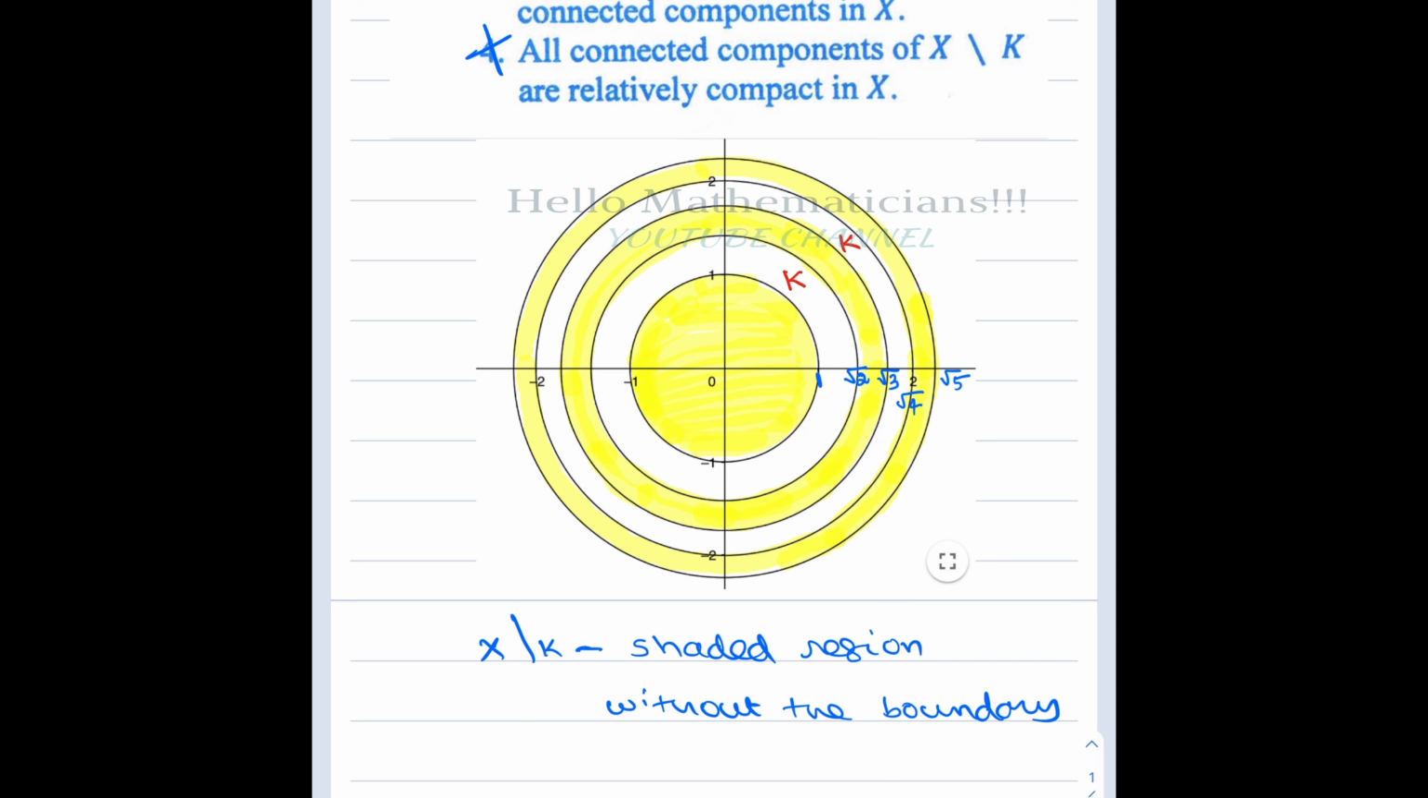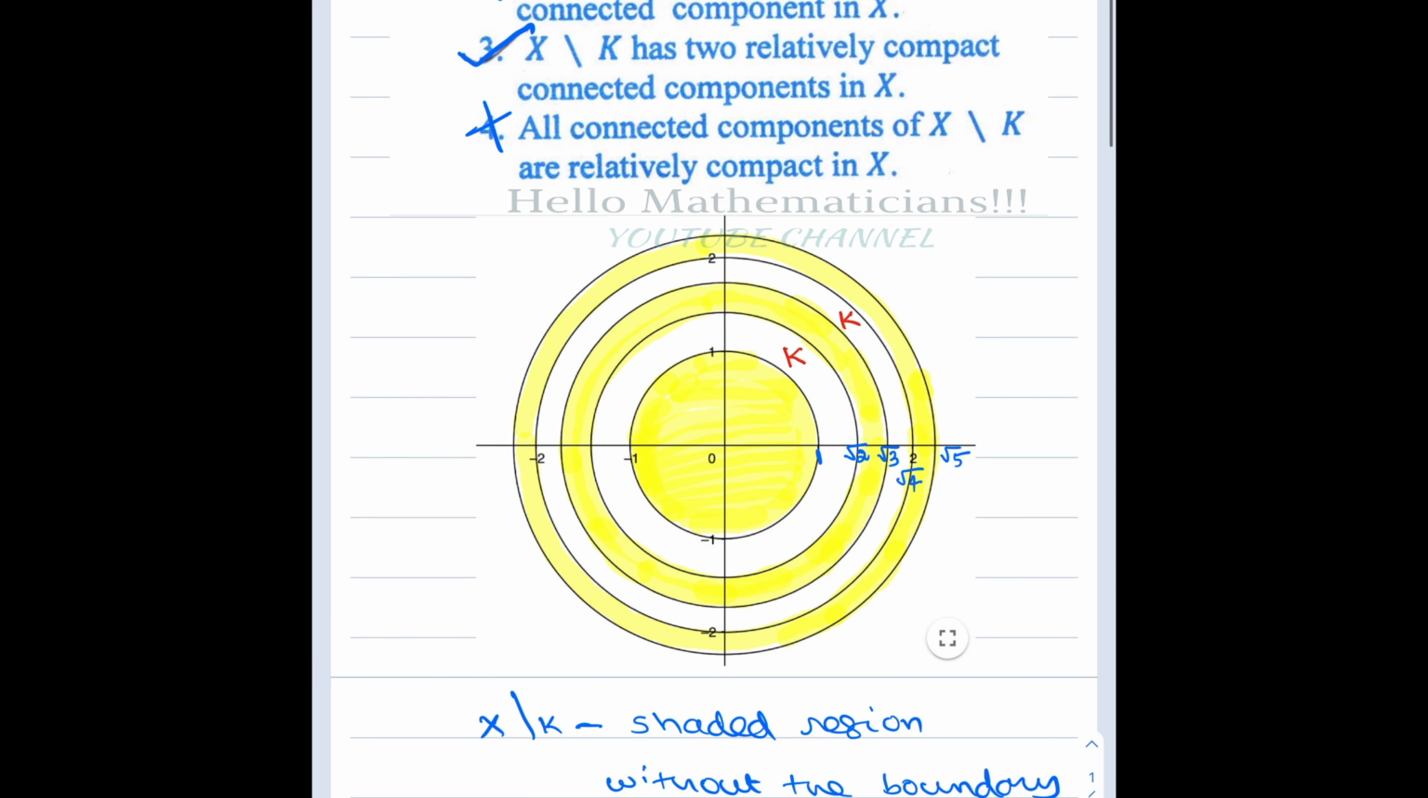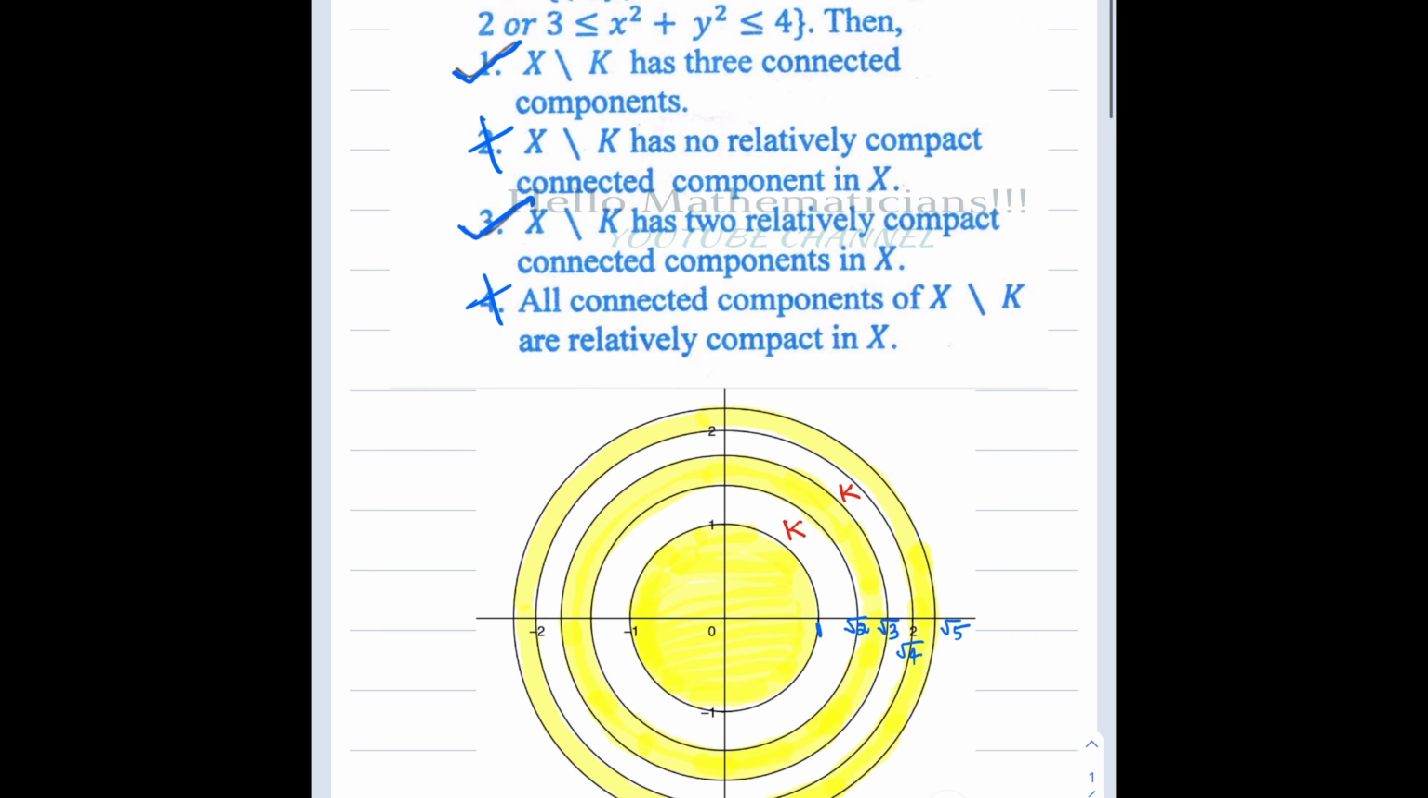Therefore, when you remove K, all those circles will also go away with K. So we are left with only these 3 regions, without the boundary. Basically this is the interior of the unit disk, and this is an annulus, but an open annulus. Both the boundaries are removed. Again, this is an open annulus. Okay, good. Now we go to the options.